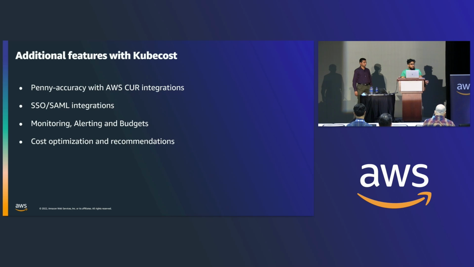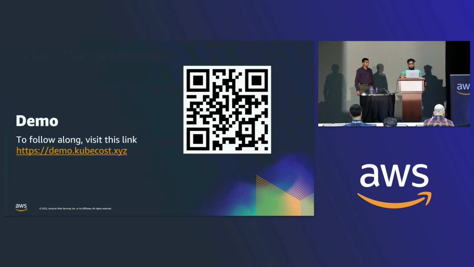What does KubeCost provide on top of that in partnership with EKS? Well, we've got penny-accurate costs with integrations with the cost and usage report. That includes things like enterprise discounts, reserved instances, savings plans, et cetera. SSO and SAML so that teams can view just costs for their specific resources in case that's sensitive. Monitoring, alerting, budgets, as well as cost optimizations and recommendations at the workload level, and a little bit at the cluster and VM level, in combination with Karpenter and the cluster autoscaler and other tools like that.